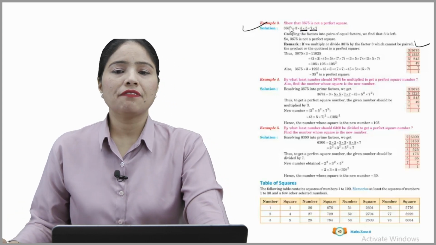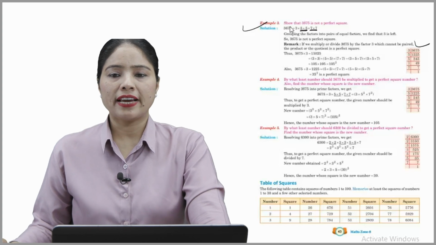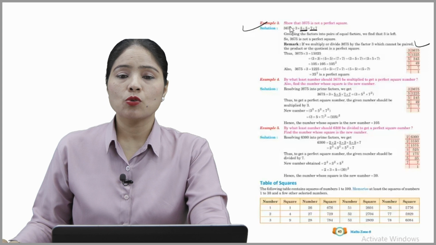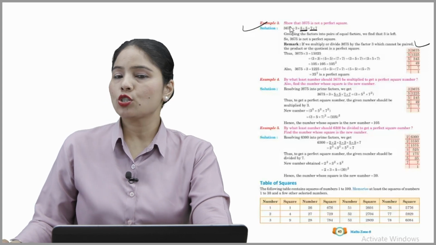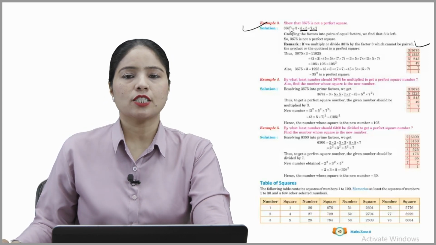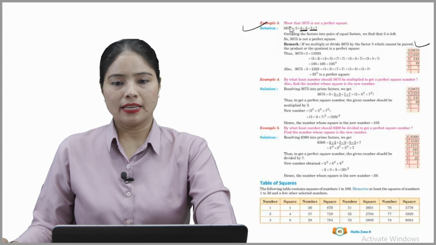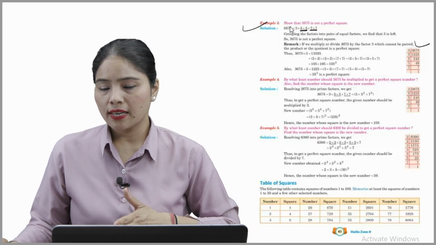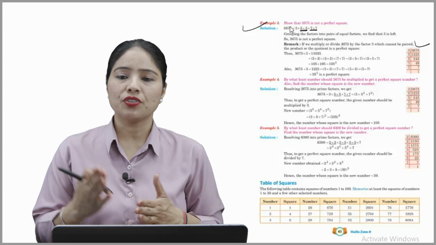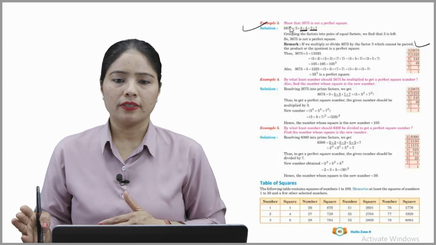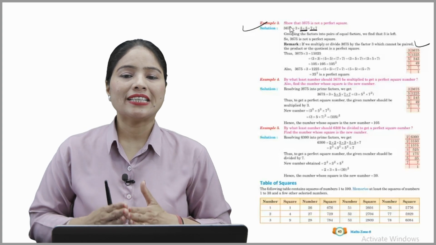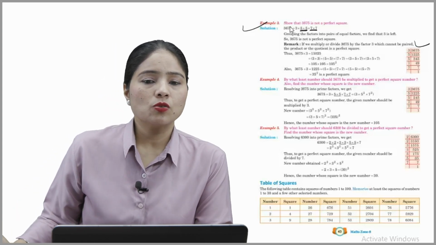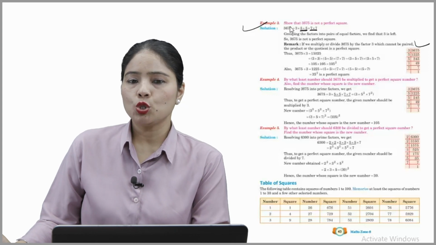Now grouping the factors into pairs of equal factors, we find that 3 is left. So 3675 is not a perfect square. Now remark: if we multiply or divide 3675 by the factor 3, which can't be paired, the product or the quotient is a perfect square. Okay, thus 3675 into 3.